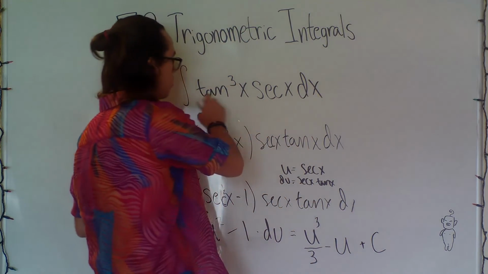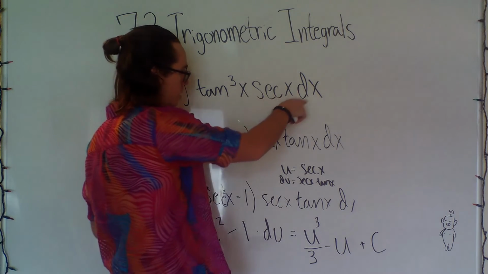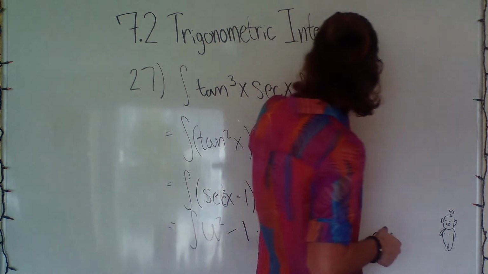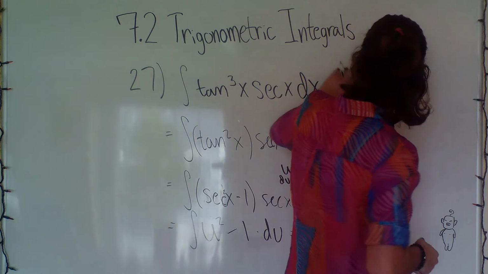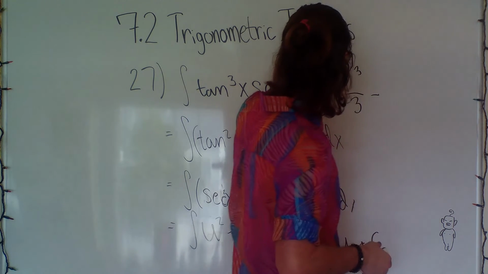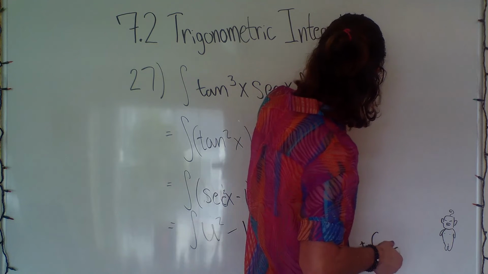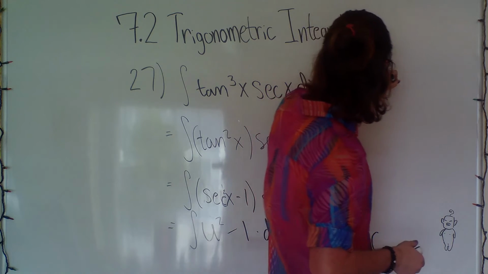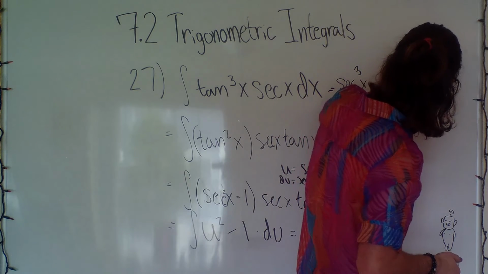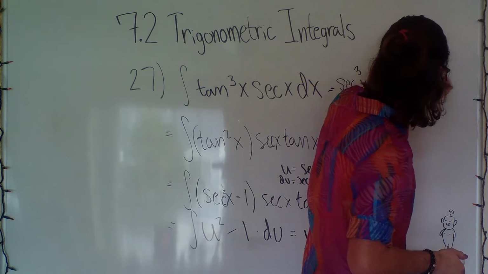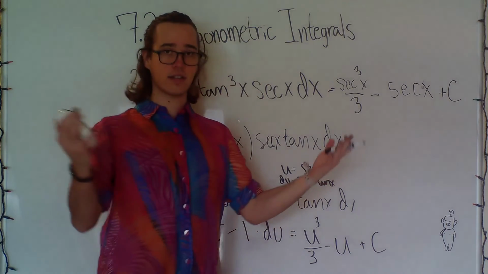Then we just have to fill in our u's, and we can say that the integral of tan cubed x times secant x dx is going to be equal to u cubed over 3 minus u, so plugging in secant, secant cubed x over 3 minus secant x plus c. And that is how we do 27.